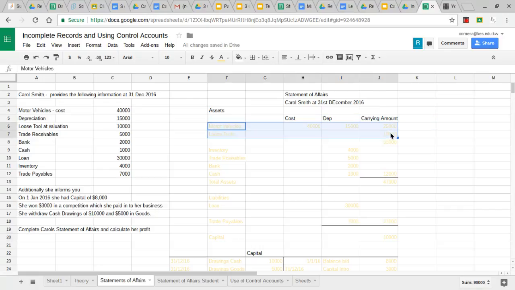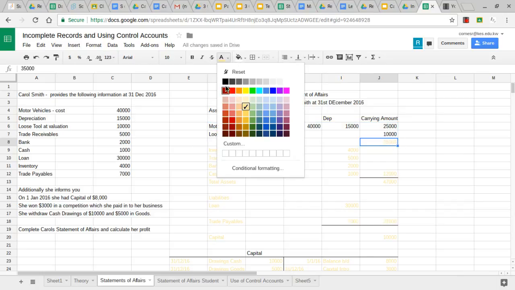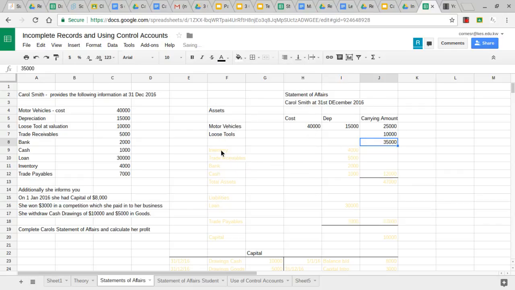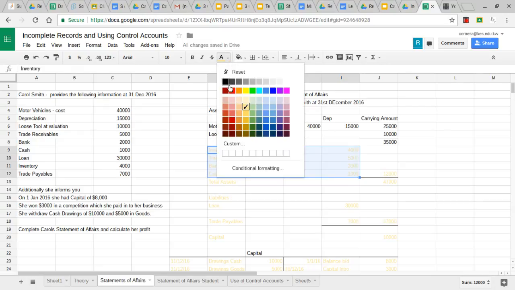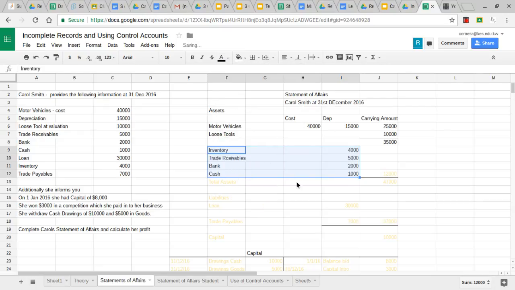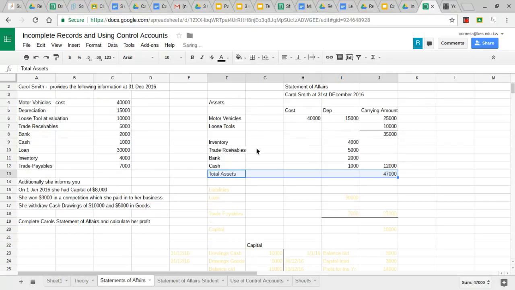So here we've got two sets of non-current assets, motor vehicles, which we've got some depreciation on, valued at 25,000, some loose tools worth 10,000. Therefore, the total value of our non-current assets is 35,000. This business has got 4 current assets: inventory, trade receivables, bank and cash. So the total of their current assets is going to be 12,000, and therefore the total value of the assets of this business are 47,000.